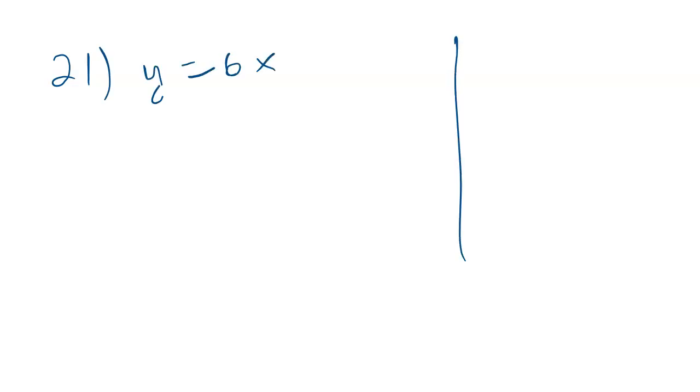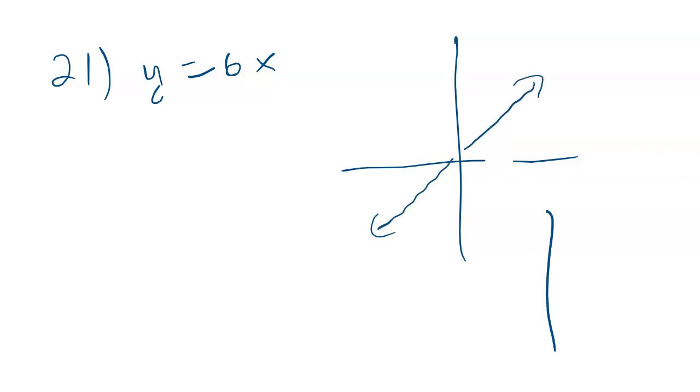The next one says describe the dilation in each function. Okay, so we got 21, y equals 6x. So our parent function is y equals x. Y equals 6x, it's being stretched vertically. We're stretching it vertically by 6. Technically, if you regroup this, you're compressing it horizontally by 6.